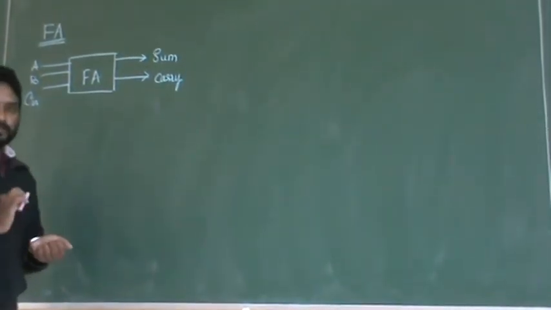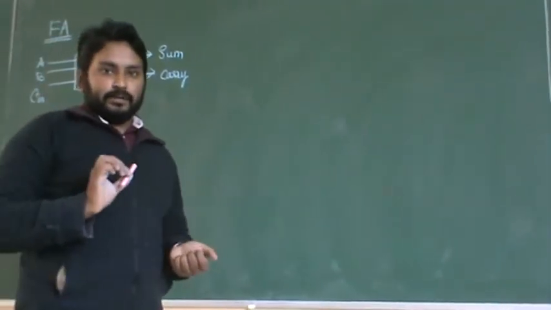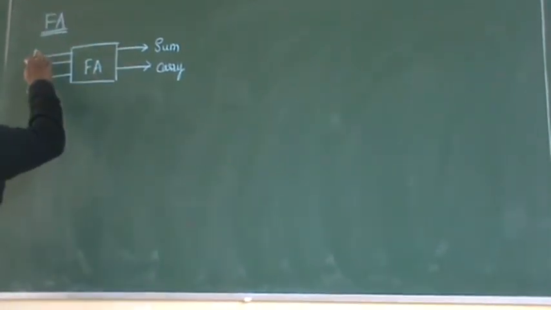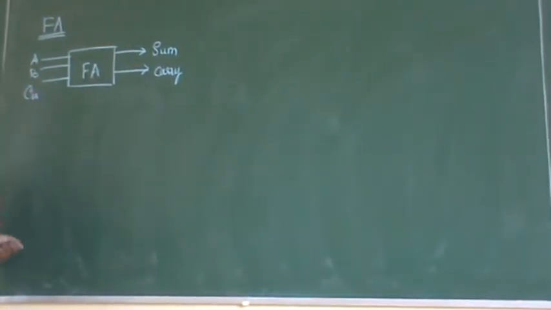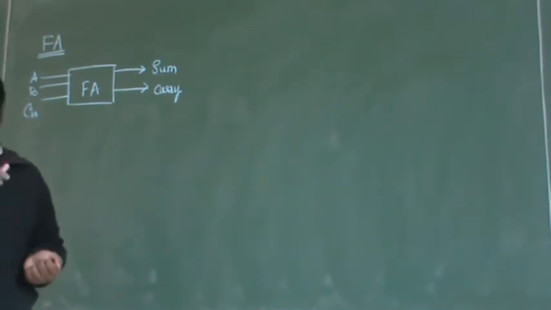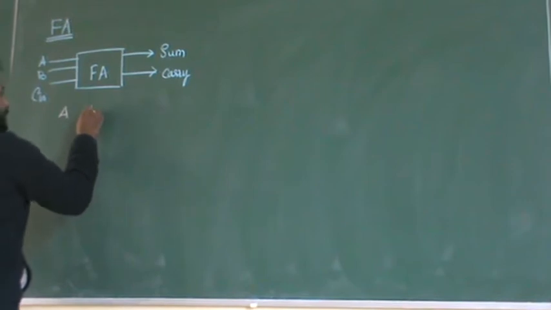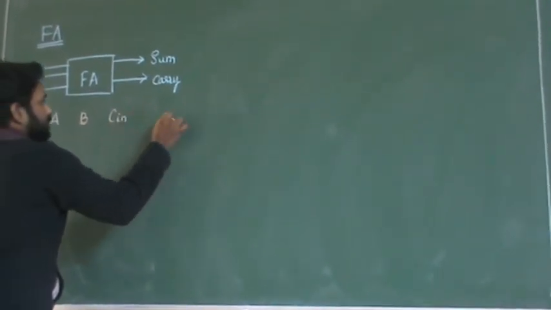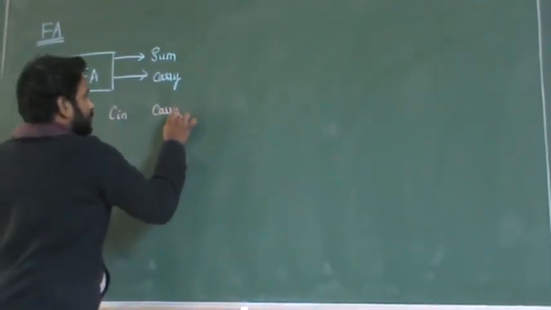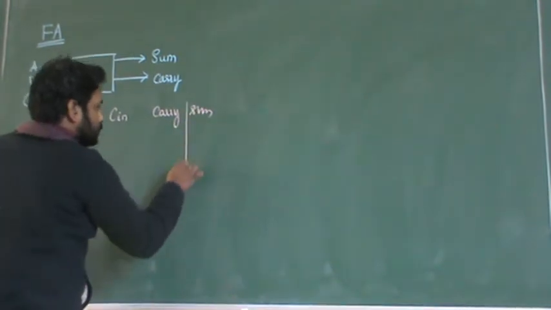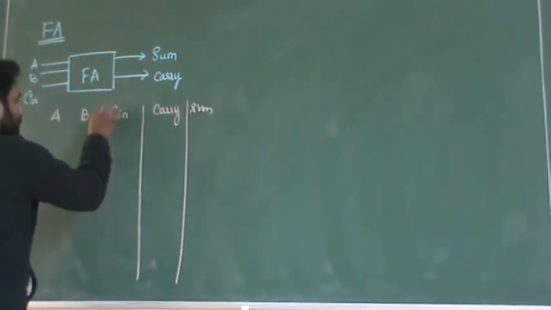So let me write the truth table for full adder. How many number of inputs are there? There are 3 inputs. So what will be your length of the truth table? 2 to the power of 3, that is 8. So now let me write down the truth table: A, B, C in, carry and sum. So this will be your truth table.